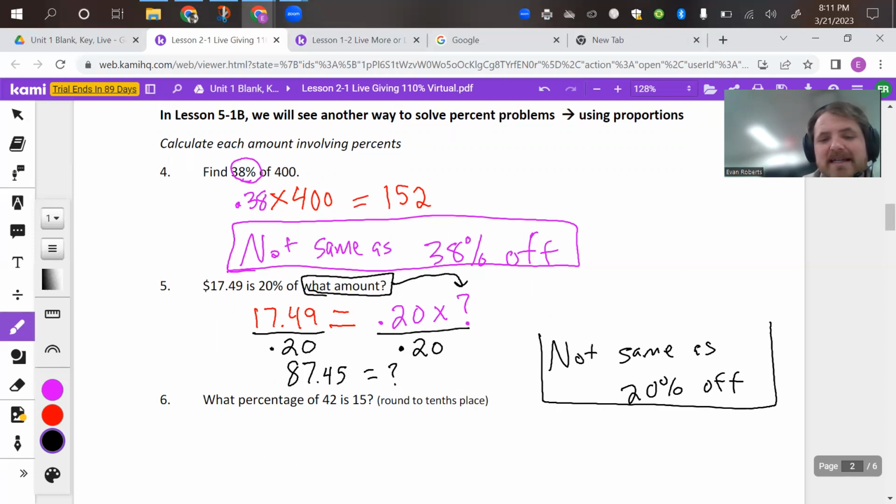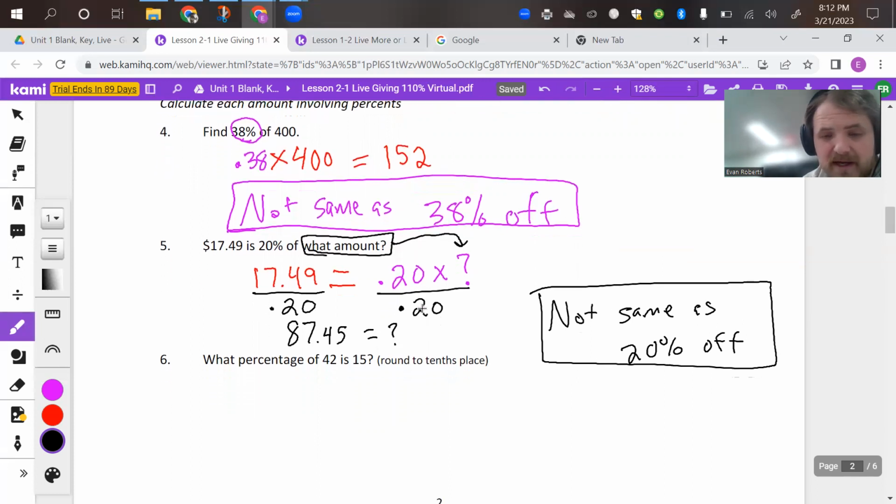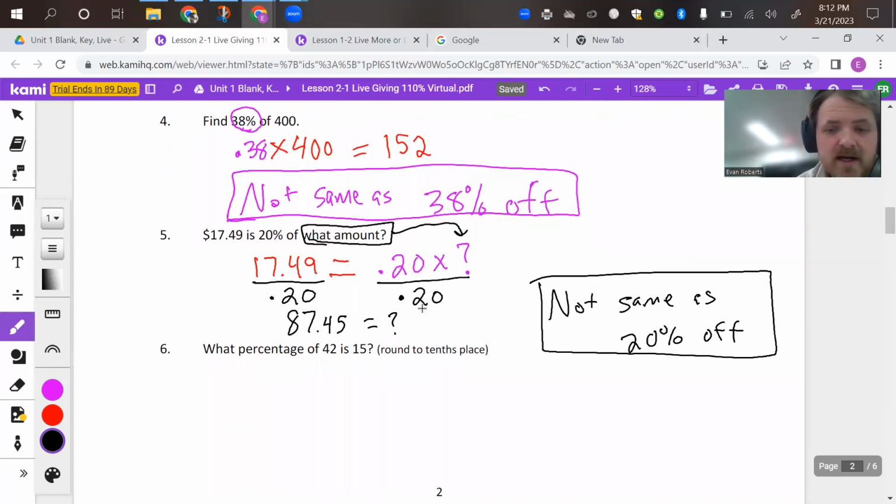That 1749 is 20% of the 87, so that would actually be 80% off, which I would prefer to my 20% off. And then what percentage of 42? So again, what percentage? That's the thing I don't know. Of means multiply. 42 equals 15. So again, I'm looking for some percentage there.